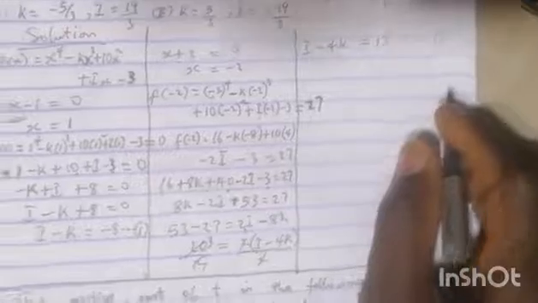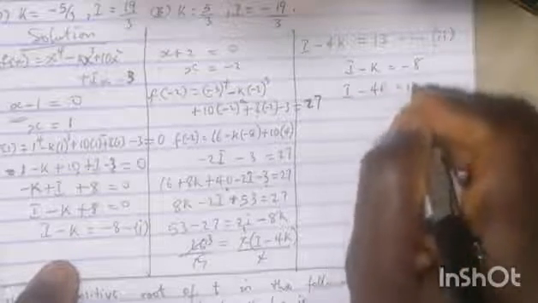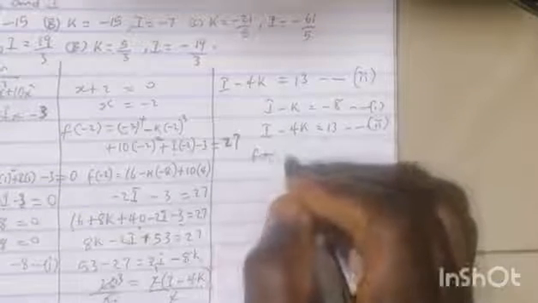So dealing with this now with equation 1 that we already have, let's write it together. That will be i minus k equals minus 8, and i minus 4k equals 13. So let's call this equation 1 and equation 2. So it has become a simultaneous equation now.